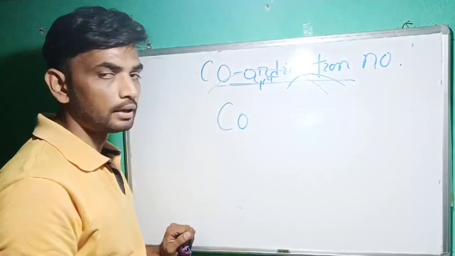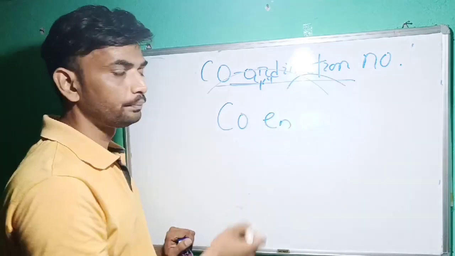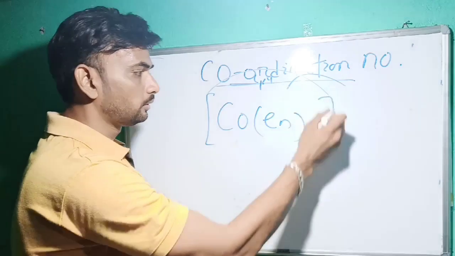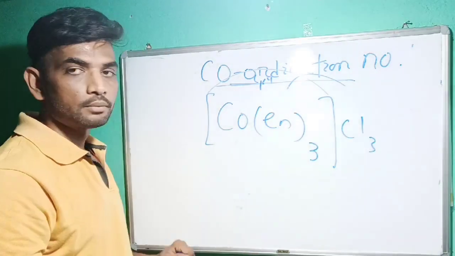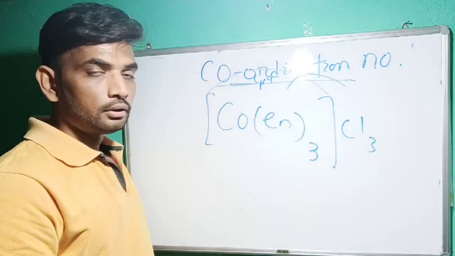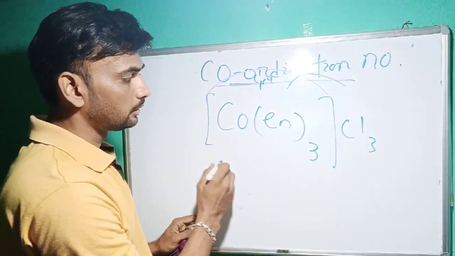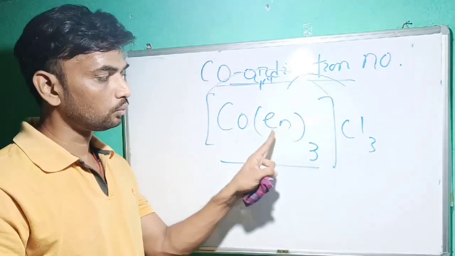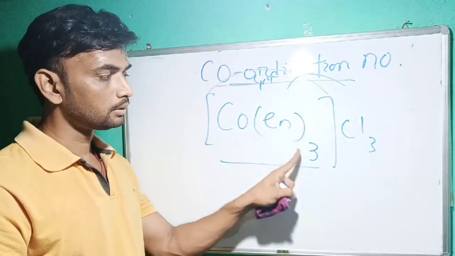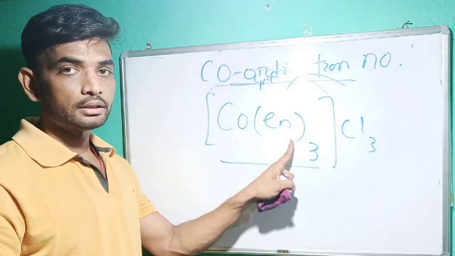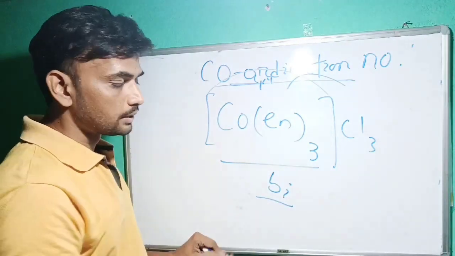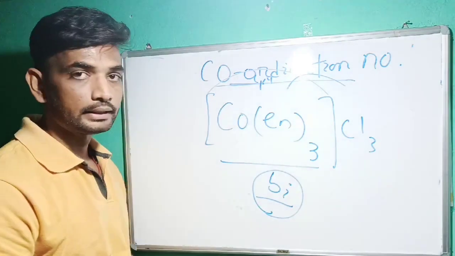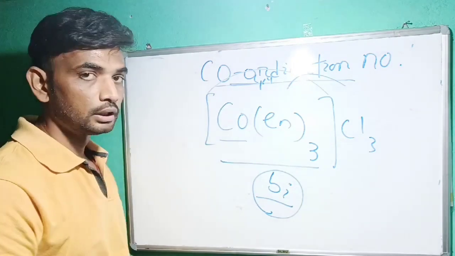Let us give another example. Co, it is cobalt, [Co(en)3], and outside of the square bracket I wrote Cl3. In this case, this is en. I have told in the previous class that en means ethylenediamine. It is a bidentate ligand. That means this bidentate ligand is attached with the cobalt.